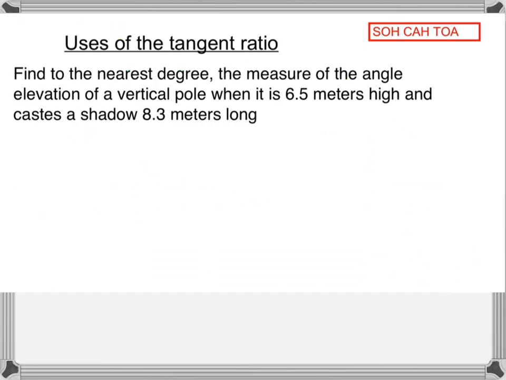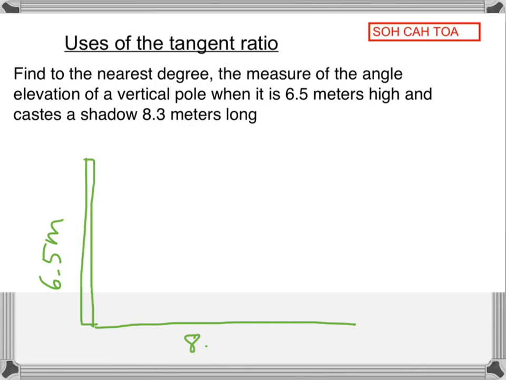All right, let's try a word problem here. Find to the nearest degree the measure of an angle of elevation of a vertical pole when it is 6.5 meters high and casts a shadow 8.3 meters long. So you have this pole here, and we know it's 6.5 meters tall, and it casts this shadow that is 8.3 meters long. What we're looking for is the angle of elevation. So right here is the angle of elevation.